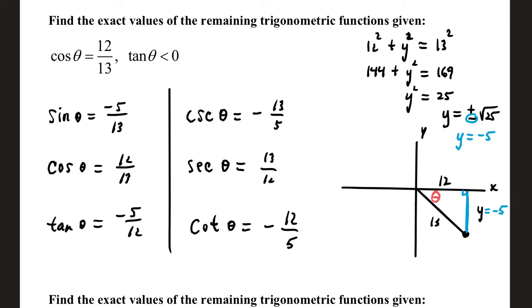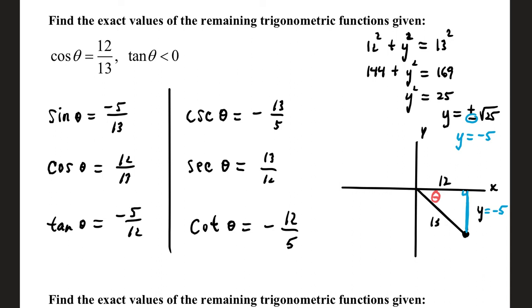Using the Pythagorean Theorem, 12 squared plus the y-coordinate squared equals the distance from the origin squared. So if you solve it down, y squared equals 25. The square root of 25 is positive or negative 5. And because we have to be in quad 4, we choose the negative, because y-coordinates have to be negative if we're in quad 4.